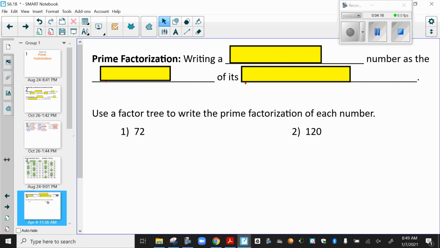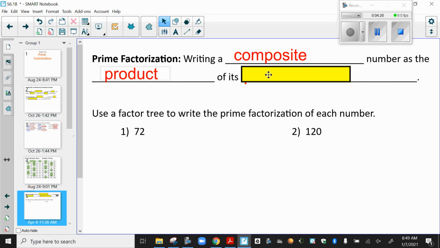Prime factorization: writing a composite number as the product, meaning through multiplication, of its prime factors. I really enjoyed this. This is a fun one to do.